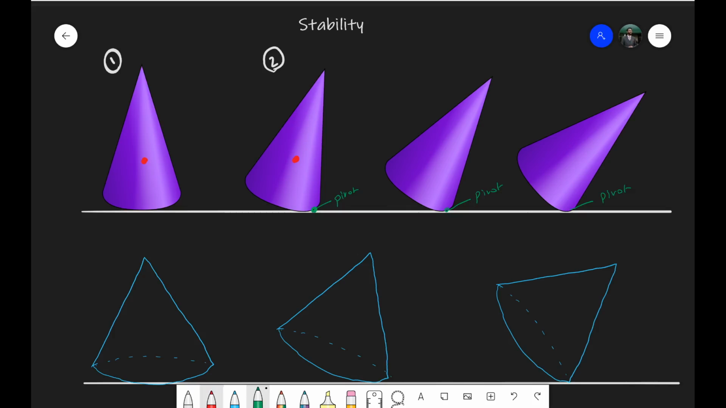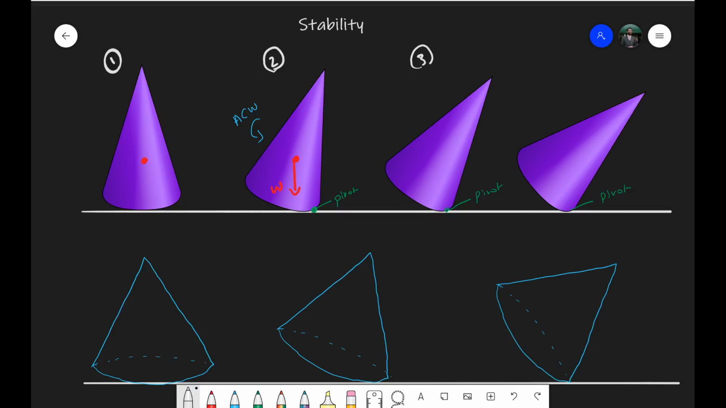Now let's look at the center of gravity. It's still over the base of the cone, and it's to the left of the pivot. So if the weight is acting like this, it means that the moment is going to be anti-clockwise, and if the cone rotates anti-clockwise, it should return back to the original position. So this will return.